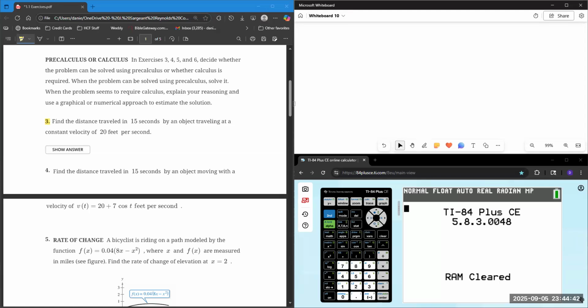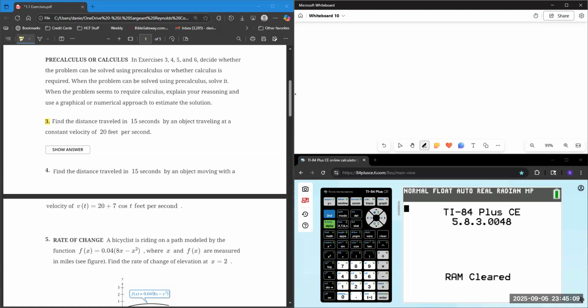So the first problem highlighted here, number 3, is our first example, and we're to tell whether we need pre-calculus or calculus to solve this question. And if we can use pre-calculus, we're supposed to solve it with the pre-calculus techniques we know. If we can't solve it with pre-calculus, we're to explain why and to try and use a graphical or numerical approach to estimate the solution.